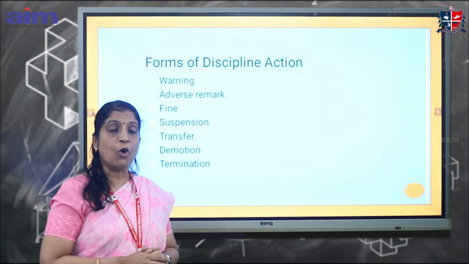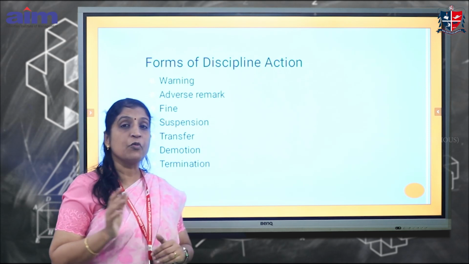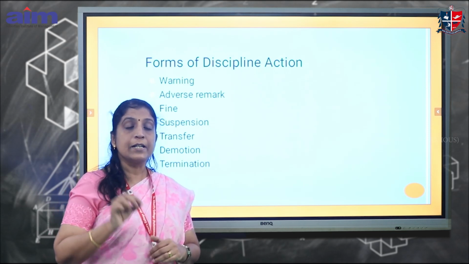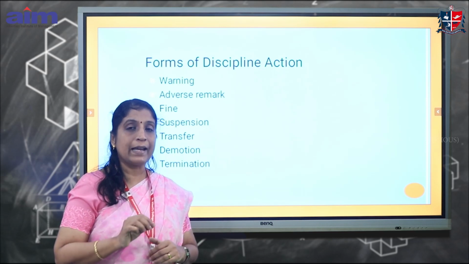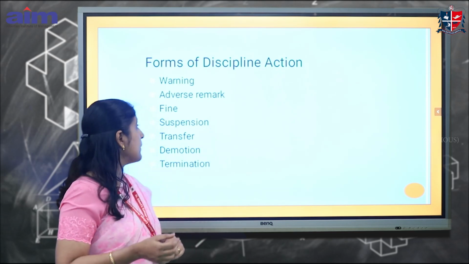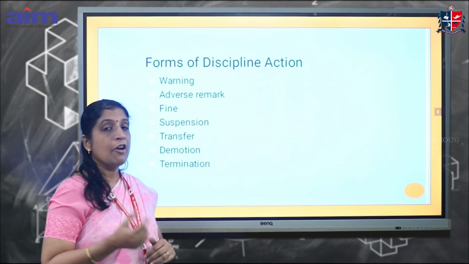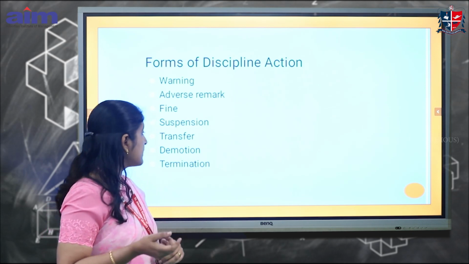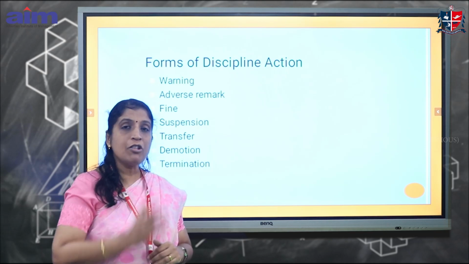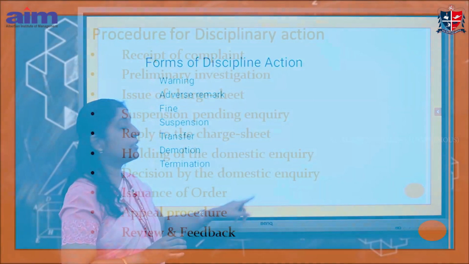So first is warning. The second is an adverse remark, that is actually a remark in his profile or file about the employee. The third is a fine. Fourth is suspension. Fifth is transfer. Sixth is demotion. And if all these do not work, then termination.